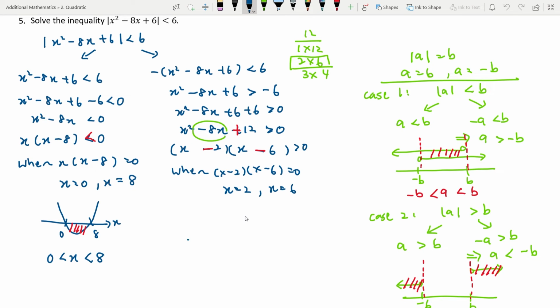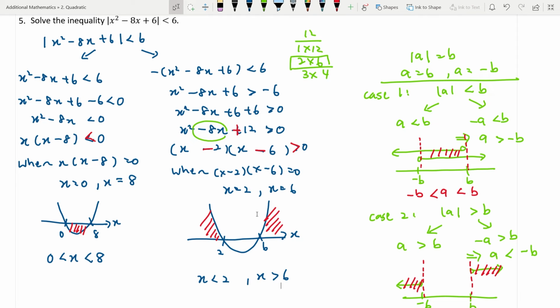We sketch the graph. We have a positive x squared, so the curve is a smiling curve, cut at 2 and 6. We are looking for the area where the inequality is greater than 0, which means the area above the x-axis. Hence, the range of values of x are x is lesser than 2, x is greater than 6.